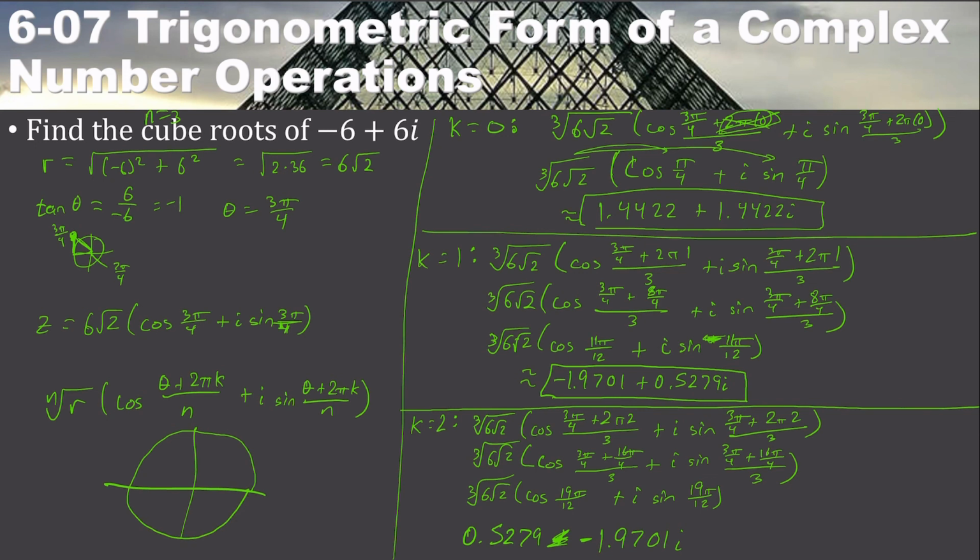If we were to graph those, the first one, 1.4422, 1.4422 would be right there. Then I have negative 1.9, up 0.5, which is probably about there. And then over 0.5, down about 1.9, right there. And you can see those are evenly spaced around the circle. The radius of that circle would be the cube root of 6 square root of 2.